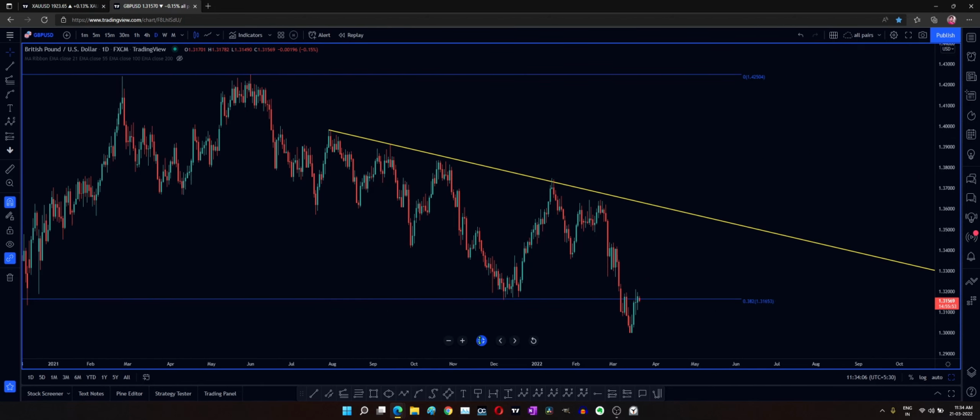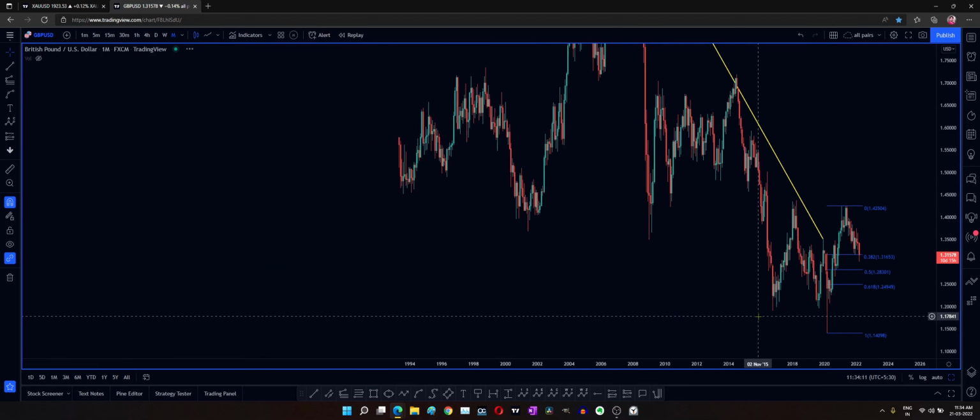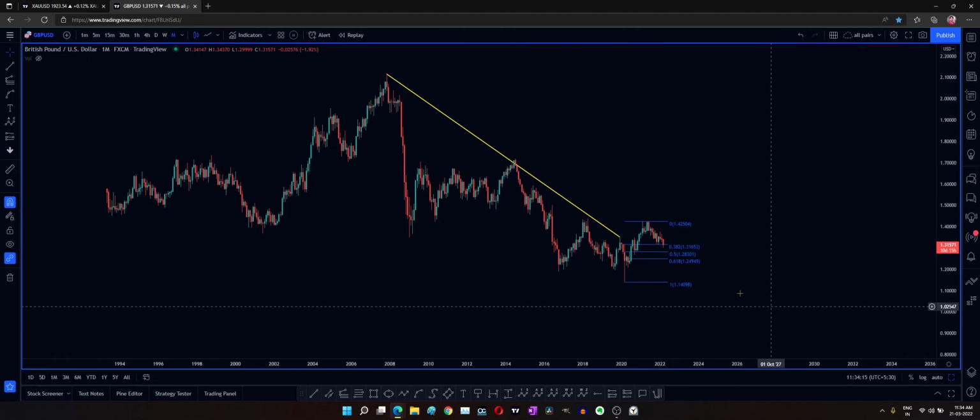If we go to GBPUSD, then first we have this monthly chart. This bearish trend was started, the top made during 2007 financial crisis, big drop, then sideways correction, then drop again, and last drop was, everybody knows, Brexit, and now it is sideways correction.